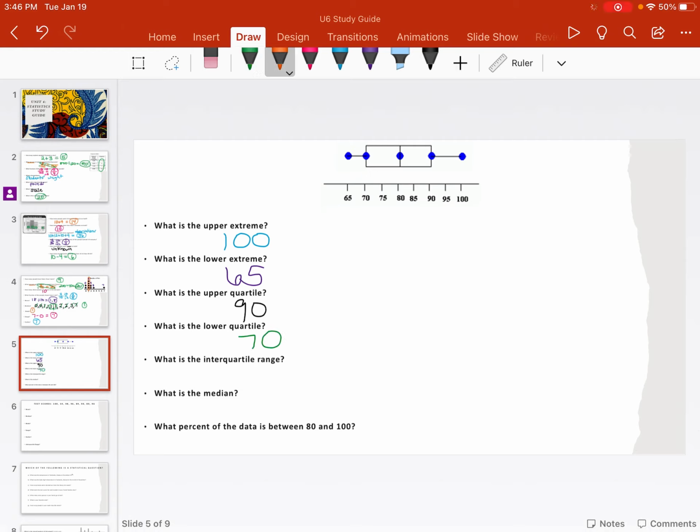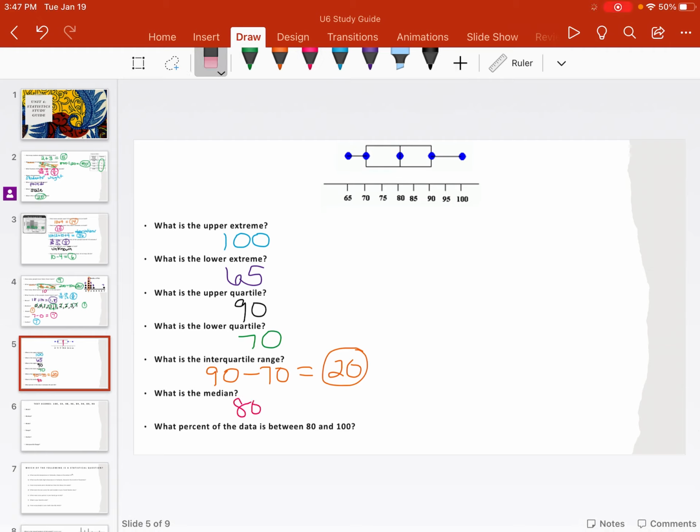Okay, our interquartile range, remember, it's the range of the box, so from here to here. So 90 minus 70, the range of the box is 20. What is the median? Remember, median is your middle, so the middle line here in the box, which is at 80.